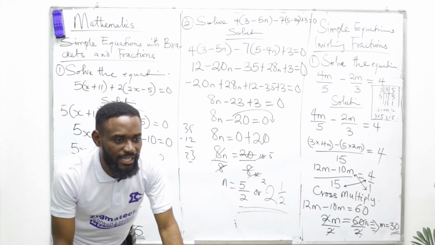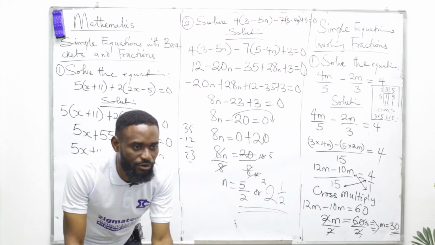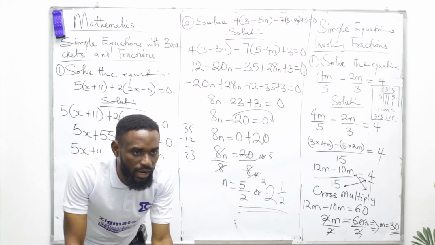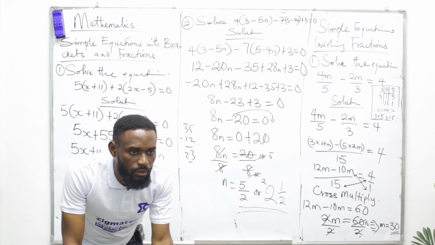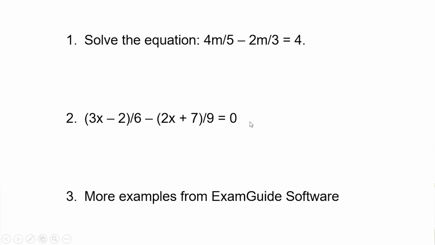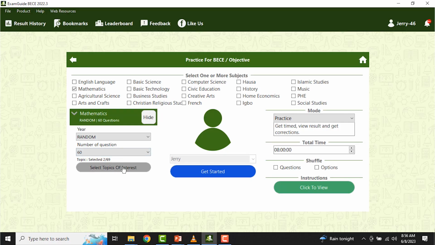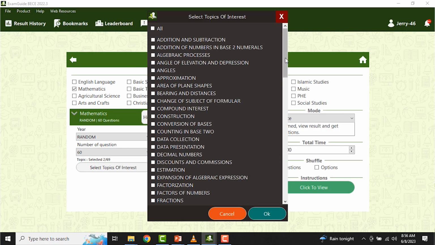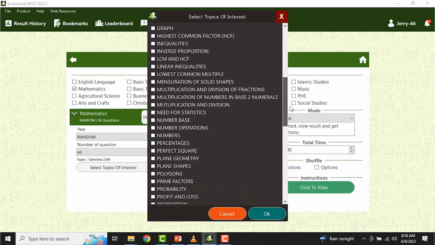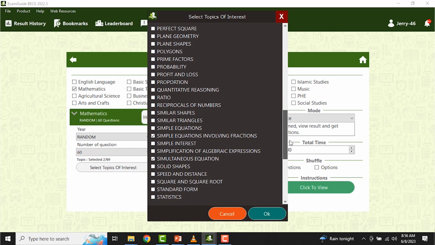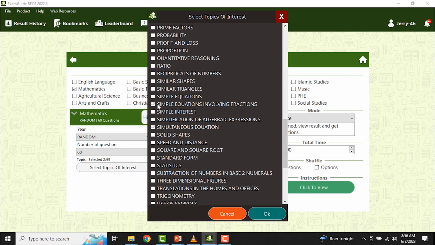So let's see if we can take some examples from our... Let's take some examples from our exam guide. Okay, let's just pick one or two examples there. Let's look at what we are studying now: simple equations involving fractions and brackets. All right, I think we have something here.